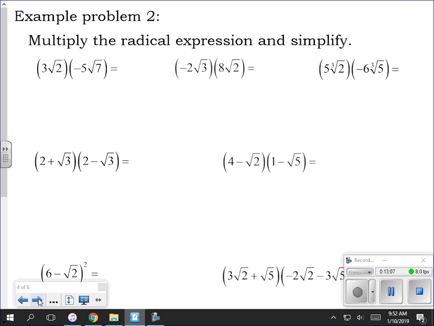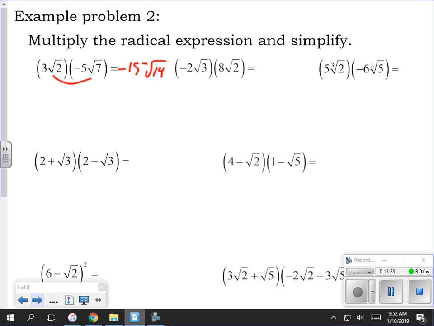Okay. So I have 3 times negative 5, that's negative 15. Root 2 times root 7, that's root 14. And then I think, okay, can I simplify the square root of 14? I can't, so I'm done. If I can't simplify my root after multiplying, I'm done.